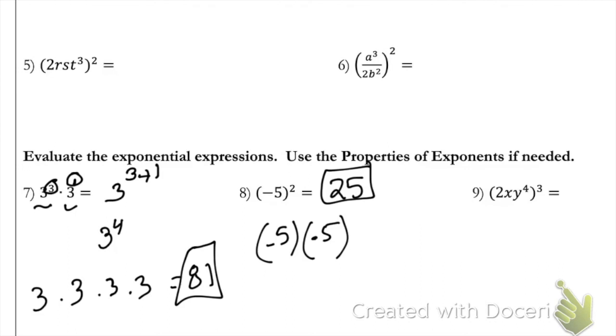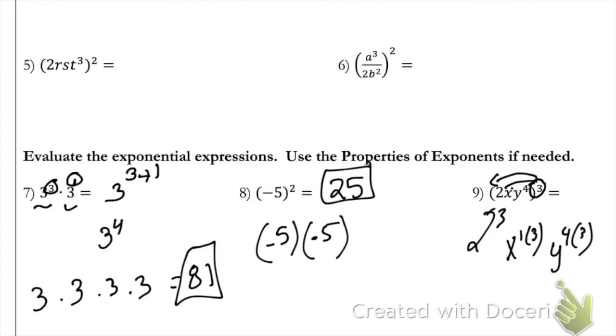Okay, number 9, you have this exponential expression that's raised to a power. So in number 9, we are going to distribute this 3 to this coefficient, 2 to the x and to the 4. So you have 2 to the third. X is really raised to the first power, so think of it as x to the first times a 3. And then y is raised to the 4th, but you need to times that by a 3 as well.